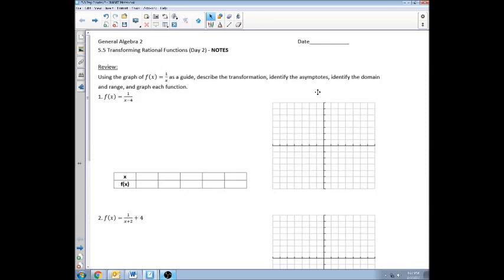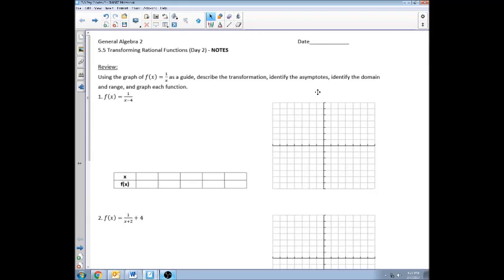This lesson is for my Algebra 2 class. It is 5.5, Transforming Rational Functions, Day 2. Review: using the graph of f of x equals 1 over x as a guide, describe the transformation, identify the asymptotes, identify the domain and range, and graph each function.